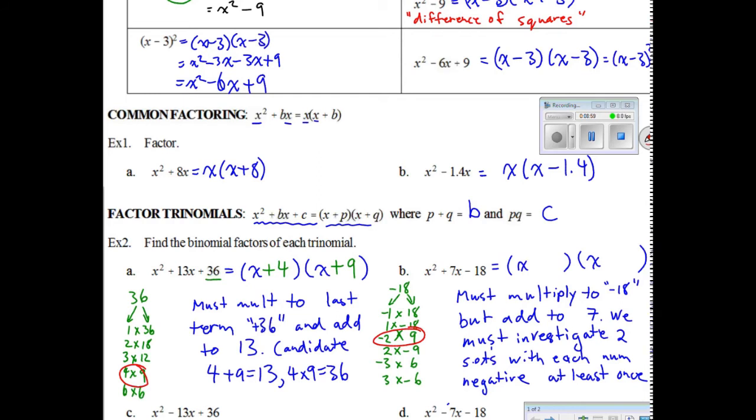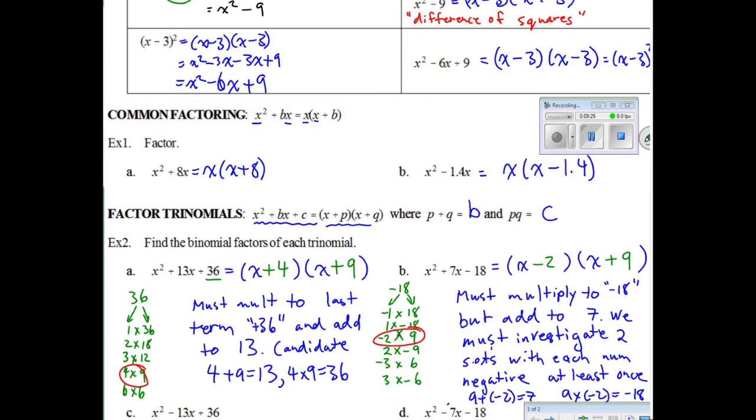So I'd use negative 2 and 9 in my brackets, and guess what? We are done, right? Because 9 plus negative 2 is 7, and 9 times negative 2 is negative 18. So guess what? We have our factorization. So we can just put that directly into our brackets. And we're literally done.